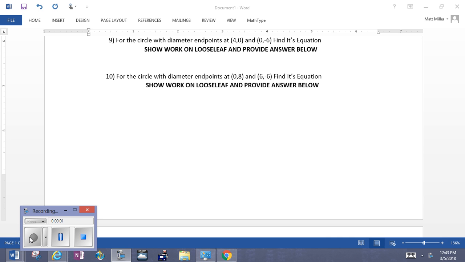Okay guys, here we go. We're going to take a look at a couple of these problems. Circle problems, equations of circles and the like, okay? We're going to let GeoGebra help us out, but then we're going to do some of it algebraically as well, as we should be able to, okay?